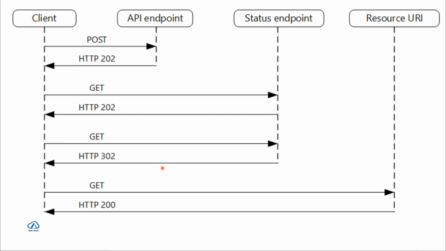Until the processing of the backend process has been completed, only then is the status endpoint going to respond back with a 302 HTTP response code, which tells the client, or redirects the client, to grab the actual resource that they have requested. And then in this case, we are going to send the client a 200 response code, which is okay. So this is how we can implement the asynchronous request-response and how we can manage the communication between the client, the API endpoint and the status endpoint until we finish the execution of the backend or long-running process.